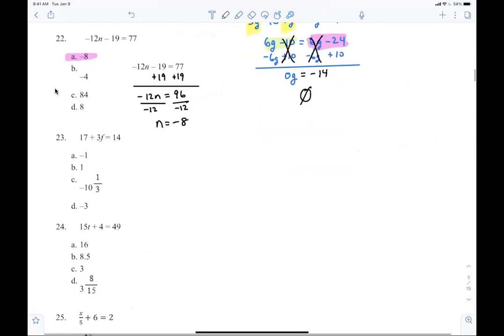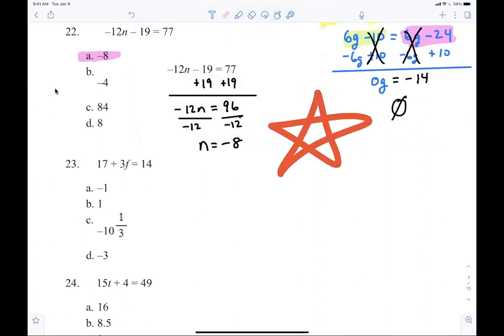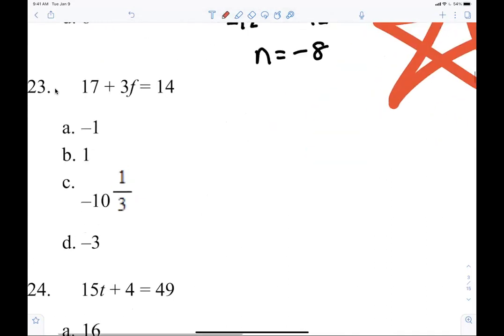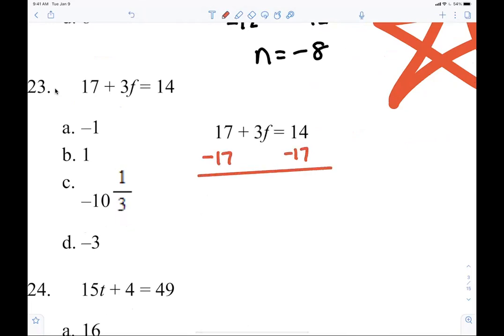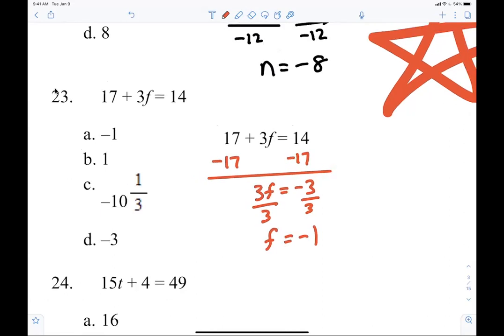All right. 23. Good for you. Say that again. Thank you, kiddo. Minus 17. So I'm going to rewrite it. Minus 17, minus 17. And then what? So F equals what? 3 divided by 3. It's all right. Negative 1. Are we okay with that? Okay.